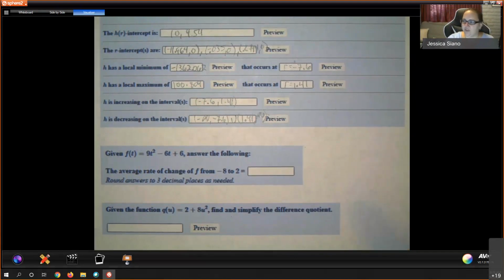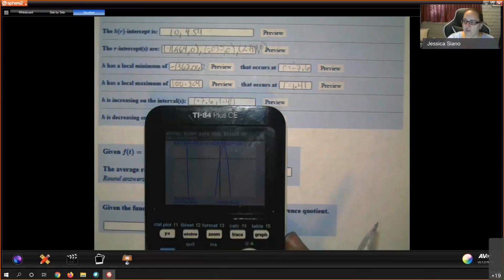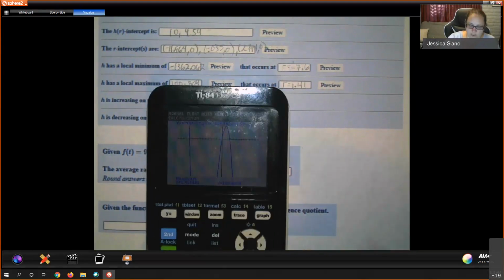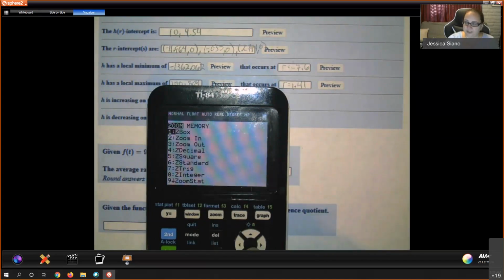So I have some advice for you right now. You did some really wonky stuff to your window, so you're going to want to undo everything that you just did. The easiest way to do that is to press the zoom button and then choose option 6 for standard. That will bring you back to the standard viewing window.